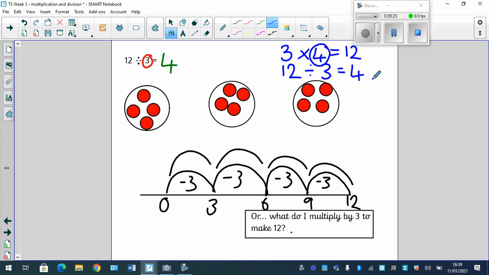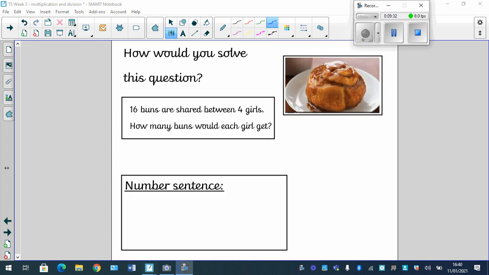Okay, on the next slide we're going to apply our division skills to solve a word problem, and then there'll be some questions for you to have a go at. Okay, let's read the question. Remember yesterday we were looking at underlining the important parts. 16 buns are shared between 4 girls. How many buns would each girl get?